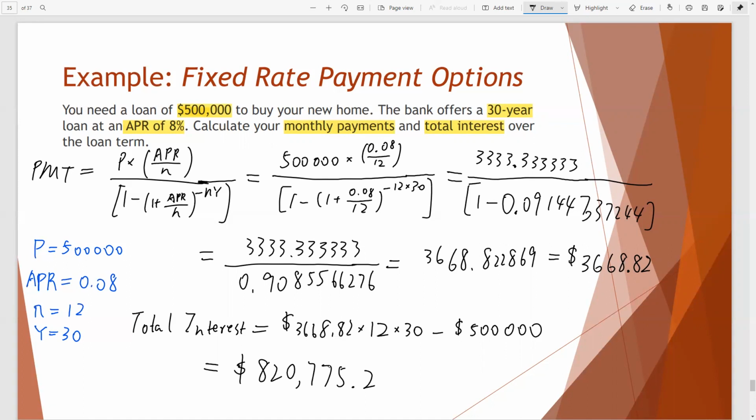So as we see, the longer the term you make the loan, the higher the portion of interest you pay. This time it's more than 1.5 times your principal. That's extremely large, looks unbelievable, but that's what it is.